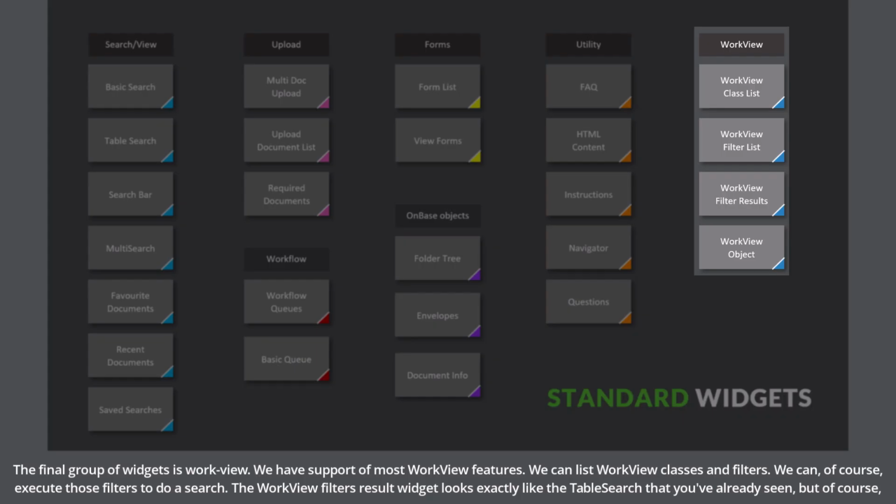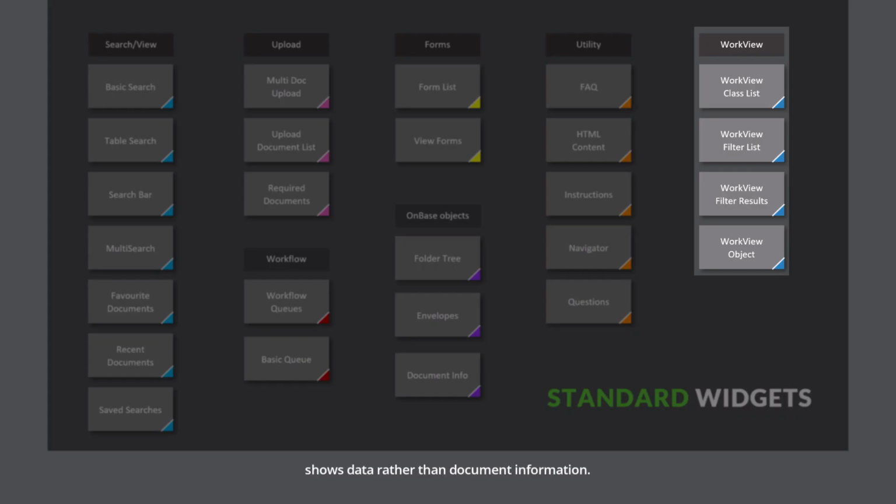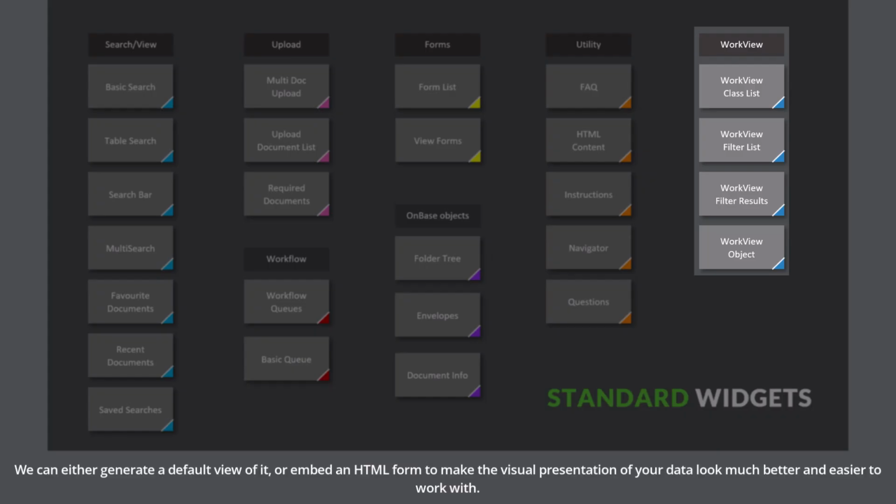The WorkView Filters result widget looks exactly like the table search that you've already seen, but of course shows data rather than document information. And then finally, the WorkView object allows you to open a particular record. We can either generate a default view of it or embed an HTML form to make the visual presentation of your data look much better and easier to work with.